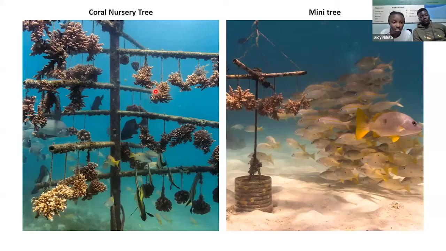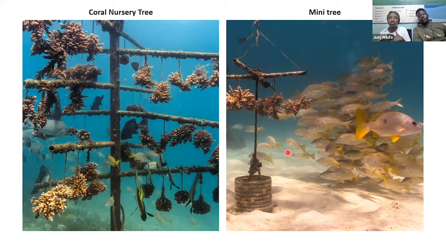So this is the nursery tree. This is a close-up of how it looks. So these are corals that have been in the nursery for a period of time. So they attract fish. And the good thing about these nurseries that we've seen is they attract fish. And these fish nibble on this algae, on these pipes, and they ensure that the macroalgae is not overgrowing on these structures. So on the right side picture is a mini tree.